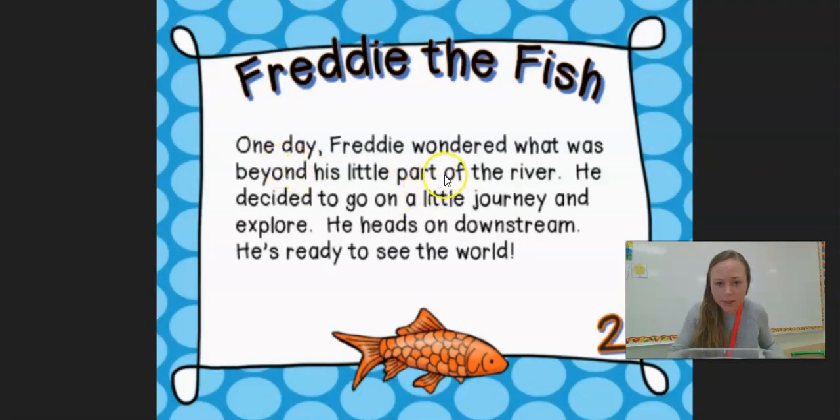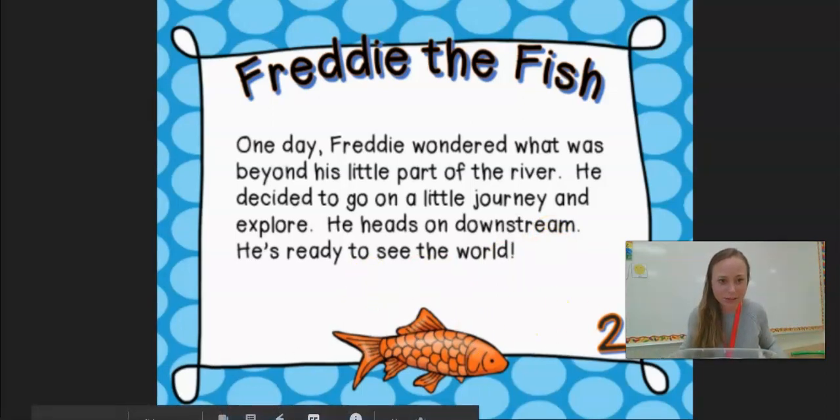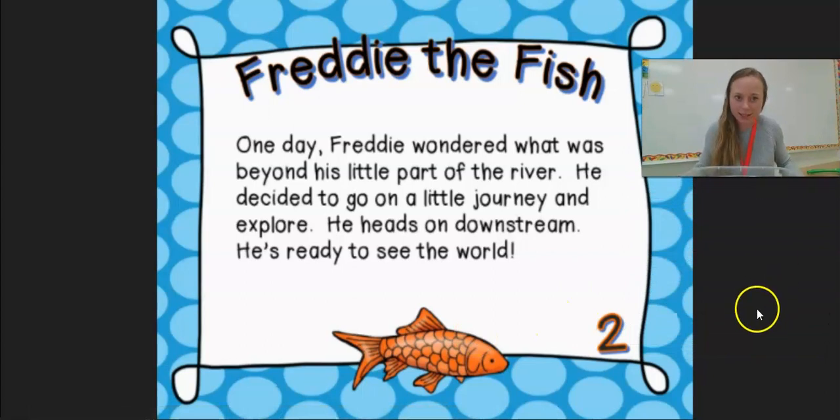One day, Freddy wondered what was beyond his little part of the river. He decided to go on a little journey and explore. He heads on downstream. He's getting ready to see the world. Ooh, Freddy's going on an adventure. Exciting.